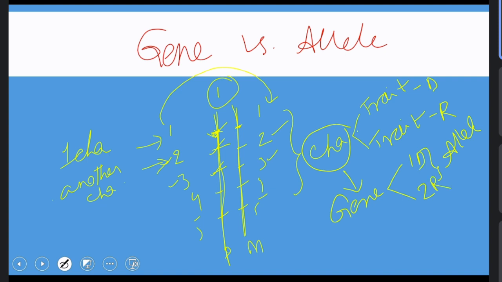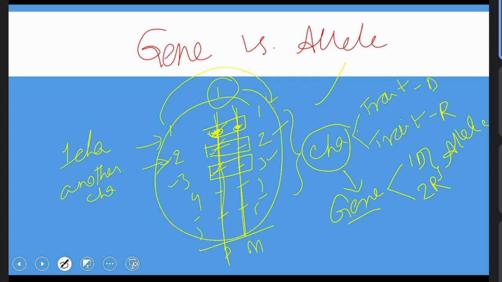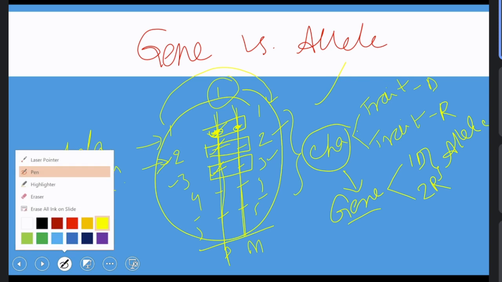These are alternate forms of a gene present on the corresponding loci of a pair of homologous chromosomes in diploid individuals. Then only we call them alleles. Thus, these two are alleles, these two are alleles, these two are alleles. But all these are genes. That is the basic difference between a gene and an allele.